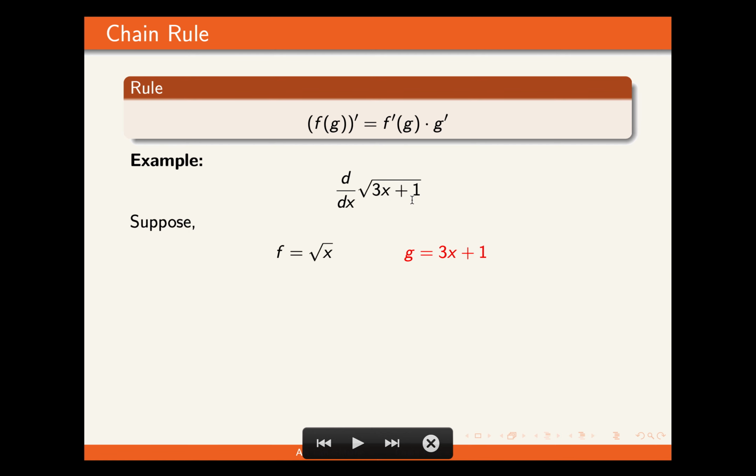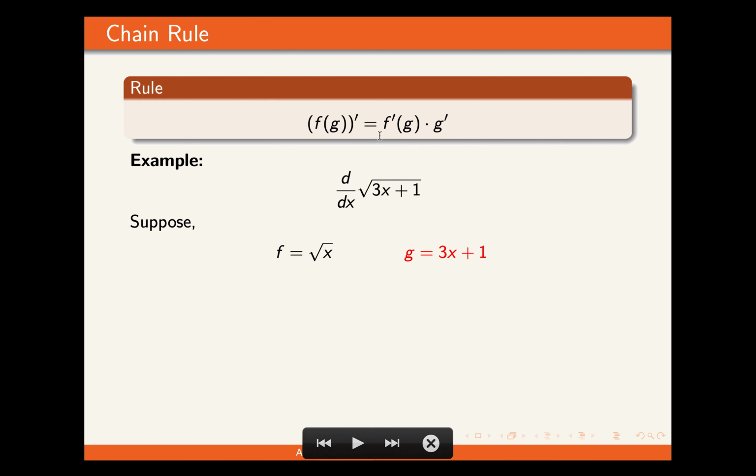So this makes sense: the square root of 3x plus 1 is the composite of the square root of x and 3x plus 1. So we also have what f and g are for this formula. Let's try to apply the chain rule to find the derivative of the composite function.